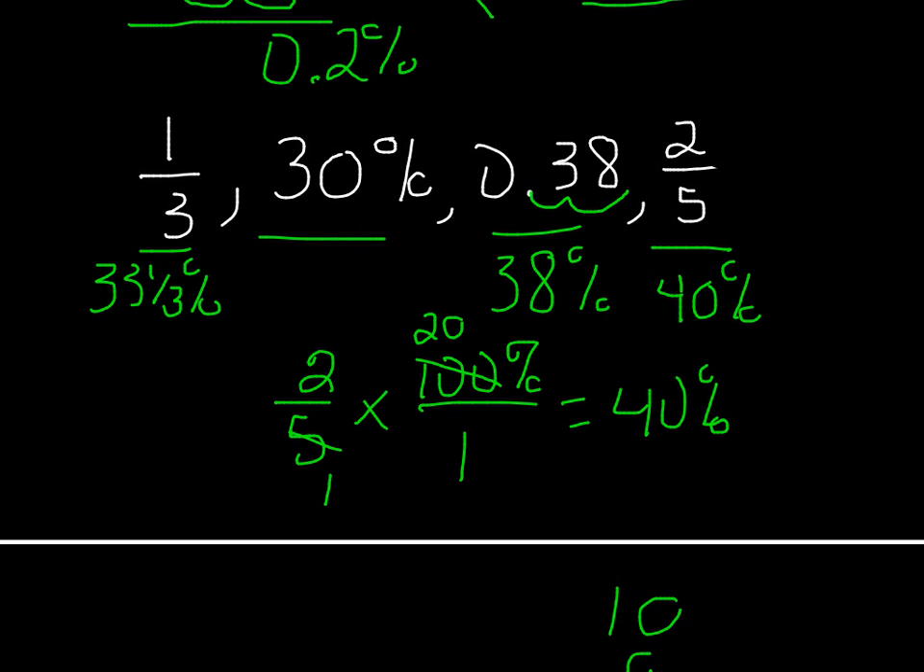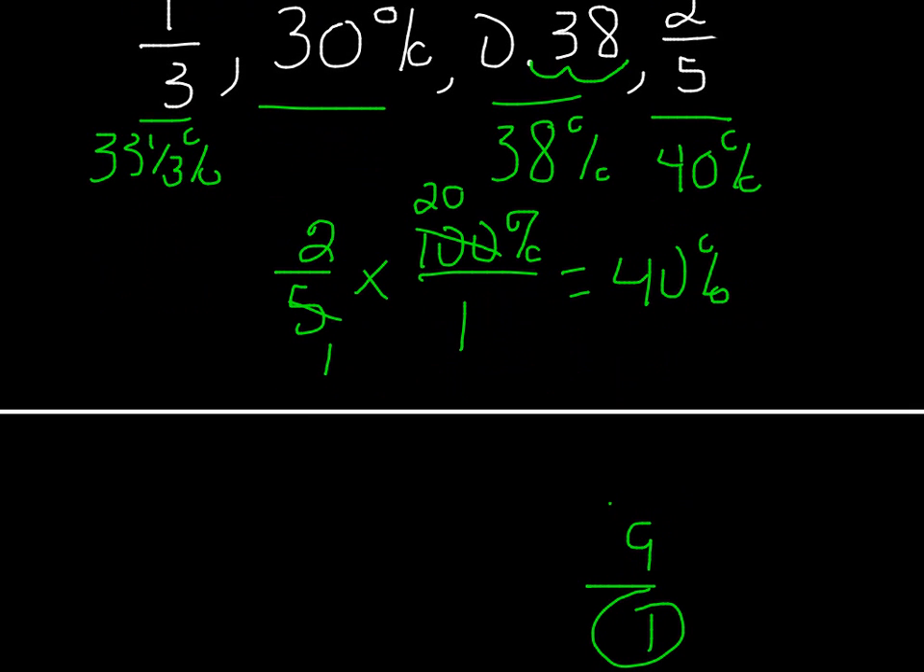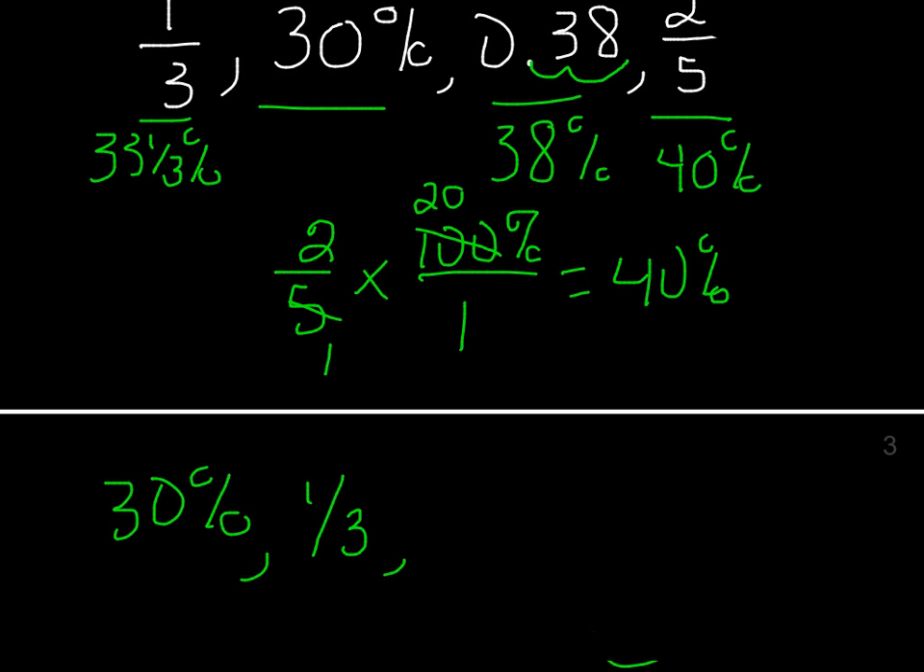And I'm going to write them in order from least to greatest using my original numbers. Erase this, I'm going to put it down here. So my smallest is 30%. And then the next is the 33 1/3%, so I'm going to write 1/3. And then the next smallest is the 38%, so I'm going to write 0.38, and then I'm going to write 2/5 because 40% is the biggest.